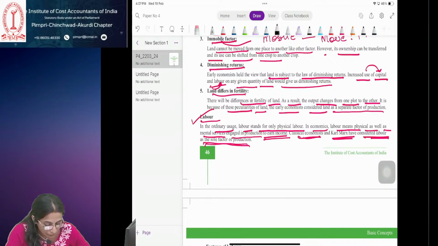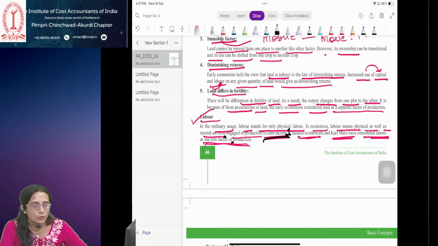We will see. In ordinary usage, labor stands for only physical labor. In economics, labor means physical as well as mental services engaged in production to earn income. See, there are two aspects here in economics. Classical economists and Karl Marx have considered labor as the sole factor of production, right?